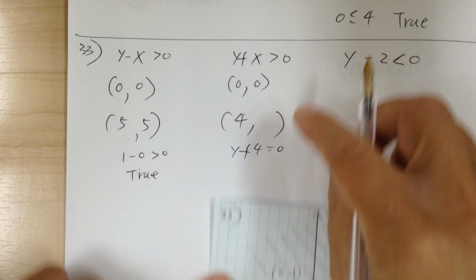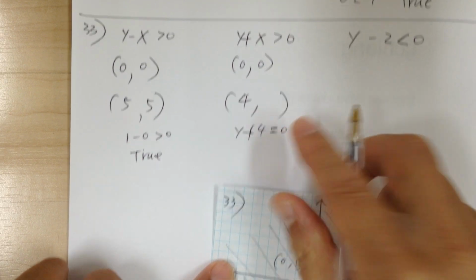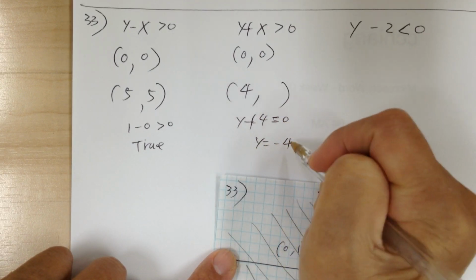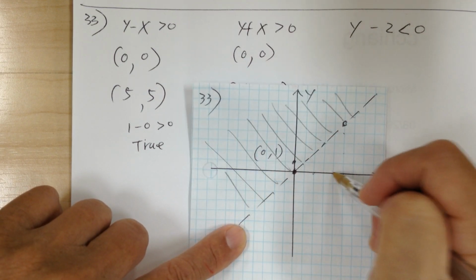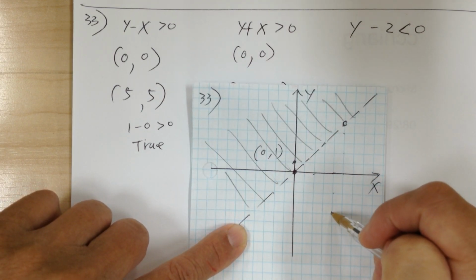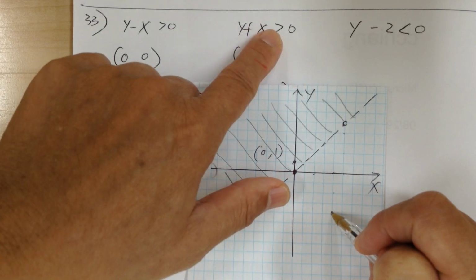Remember, when you're choosing the intercept points, you want to treat it as equal, right? So y will equal to negative 4. So you're going to get 4, negative 4. Again, you can just choose any random point. And again, this is going to be a dashed line.